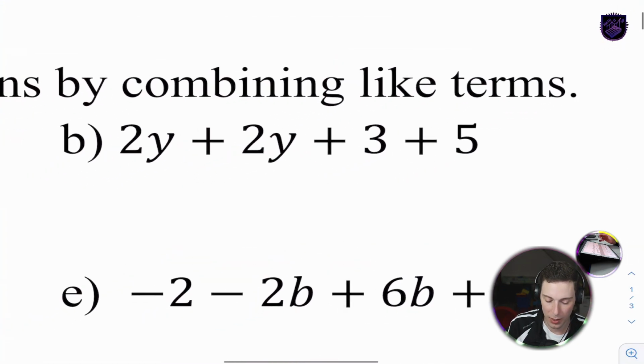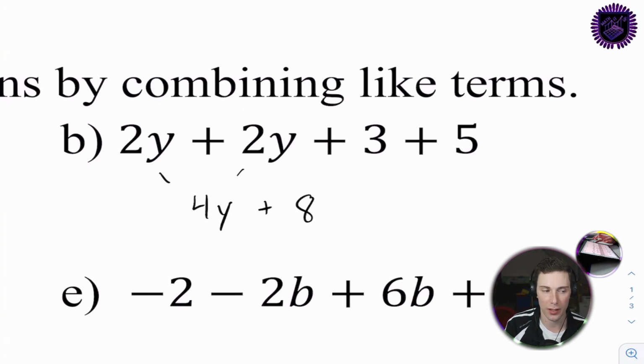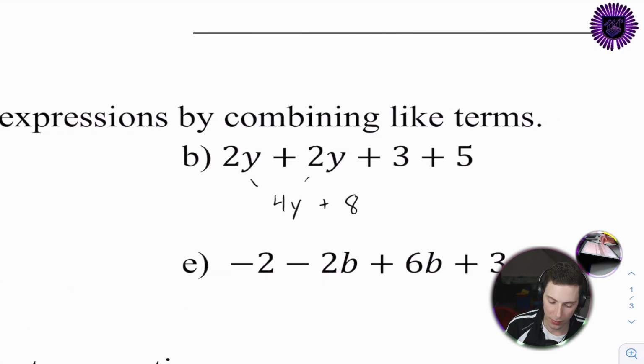1b. So this one, we have two different types of like terms. We have the variable y and constants. So we can combine the y variables together, and that gives us 4y. We're going to add 8, right? 3 plus 5 is 8. That's our answer for 1b.